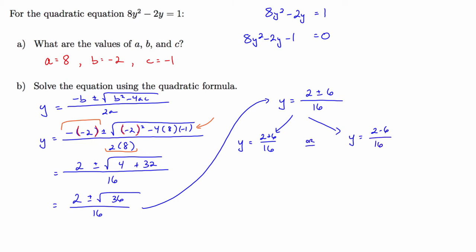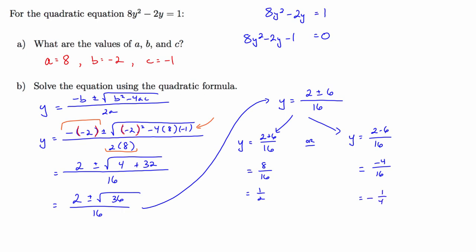Just like when we used the square root property, we ended up with a positive or negative radical. Again, there is a direct connection here. That's what we have built into our quadratic formula, a positive and a negative radical. Simplifying the left option, y equals 2 plus 6 over 16. 2 plus 6 is 8, and 8 over 16 is 1/2. Over on the right side, simplifying 2 minus 6 over 16. 2 minus 6 is negative 4, and negative 4 over 16 is negative 1/4.